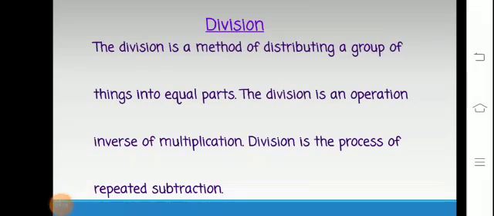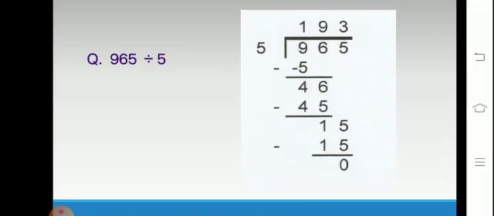Our next topic is division. Division is a method of distributing a group of things into equal parts. Division is the inverse operation of multiplication. So it means division is the process of repeated subtraction. Now how can we divide any number by a one-digit number? You just see the question here.